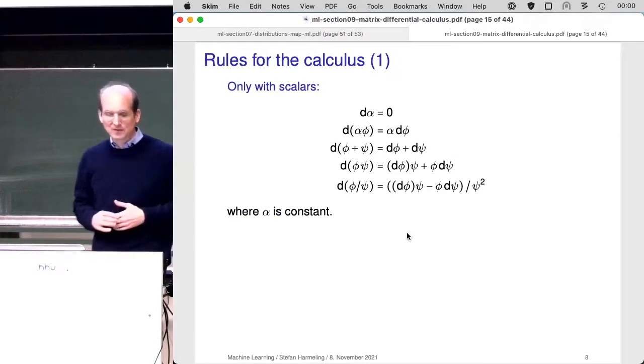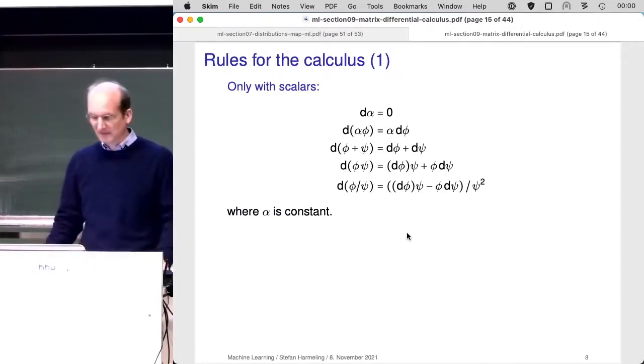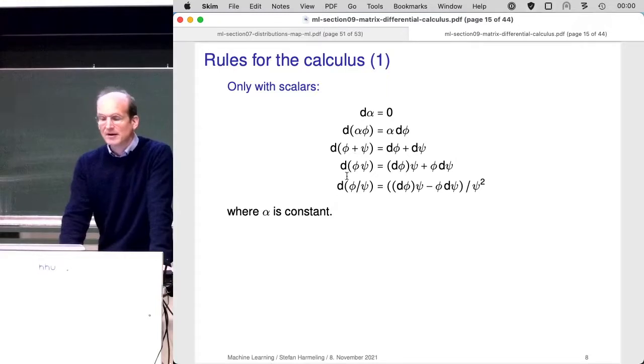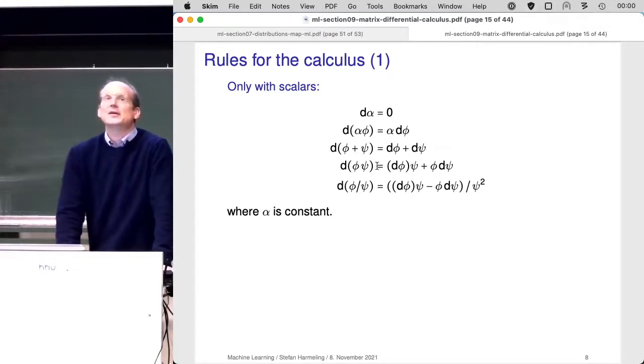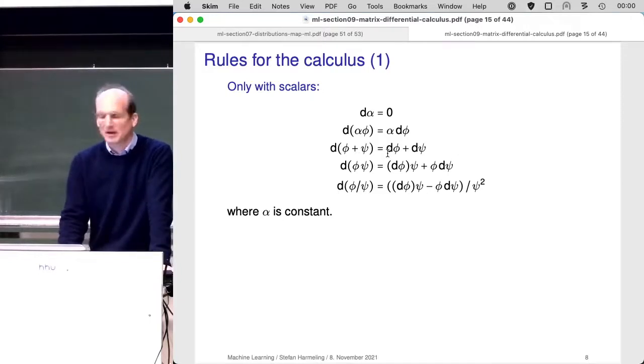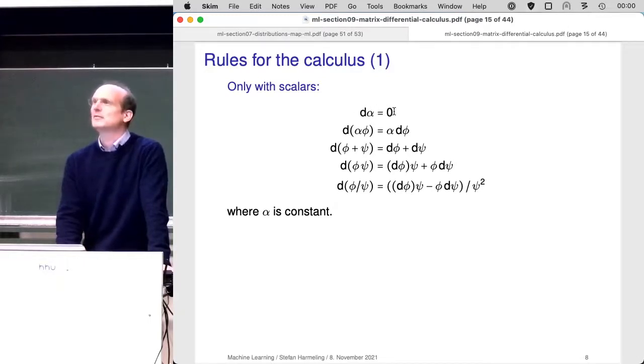Here come the first rules of our calculus. So suppose we only have scalars, yeah? That's why there are all these Greek letters here. And let's assume the alpha is constant, and some other variable is the one where we are interested in, which might not appear here on the slide even, okay? But we know the alpha is constant. Then first of all, the differential of alpha is equal to 0, okay? So that's the first thing.